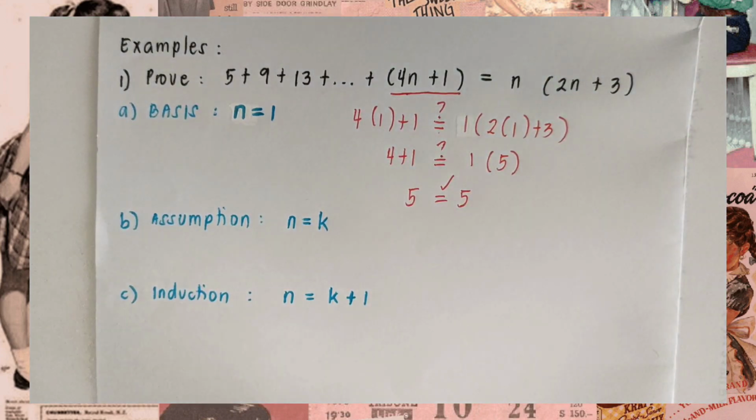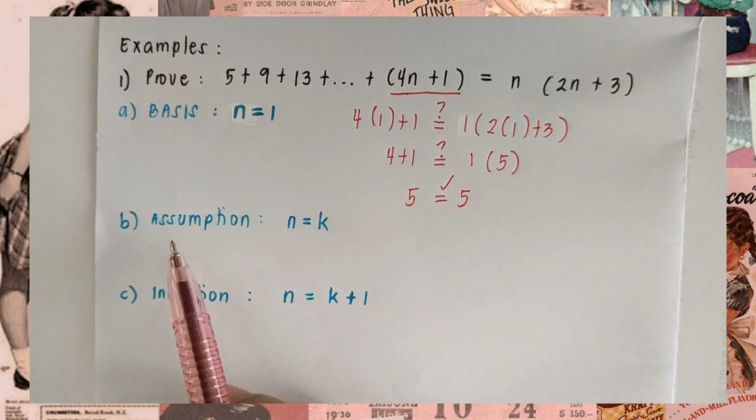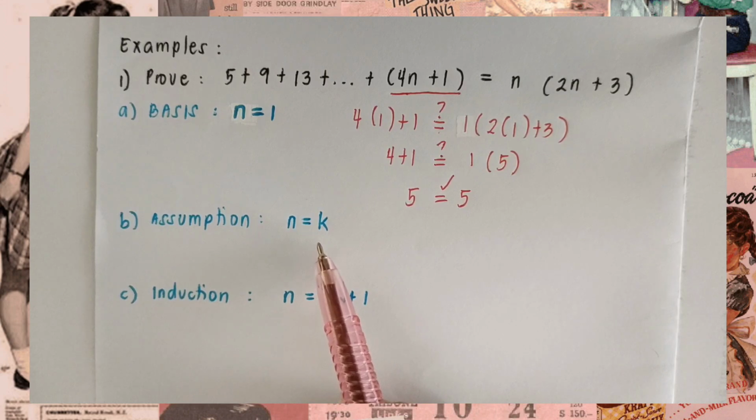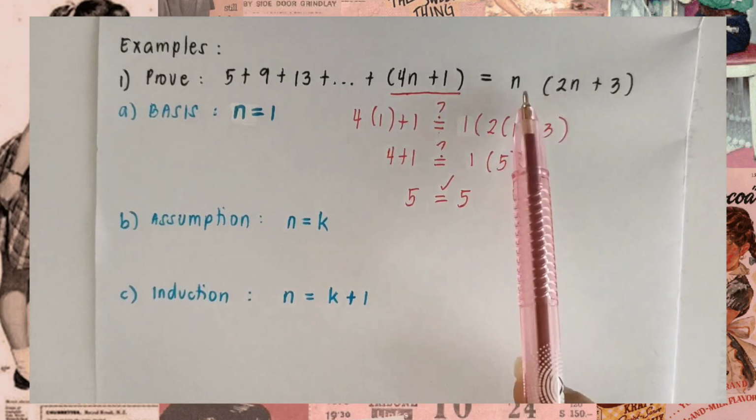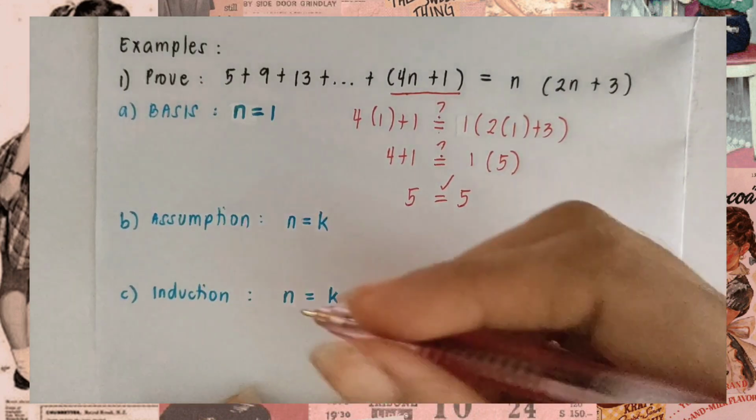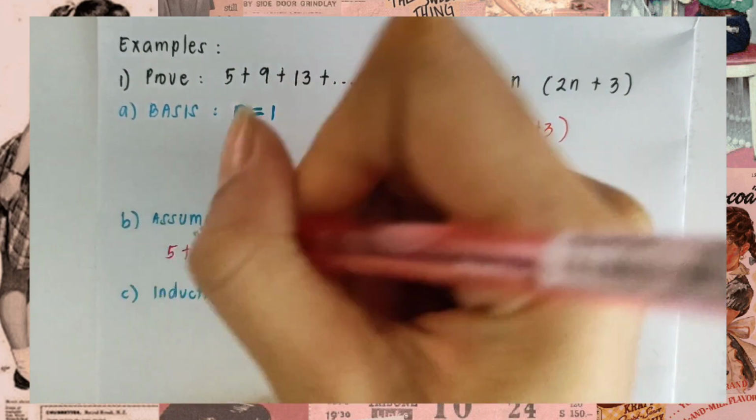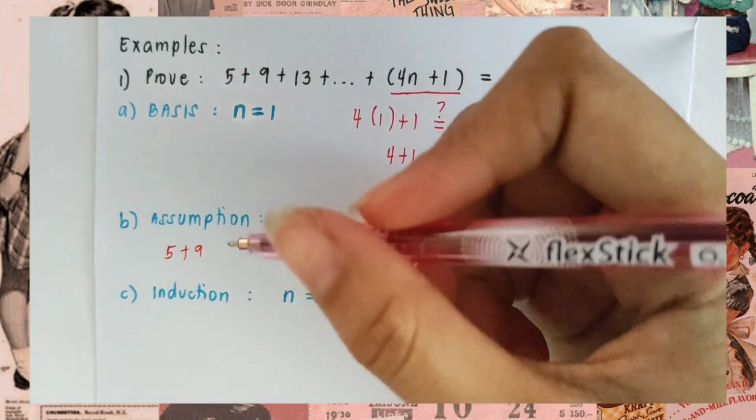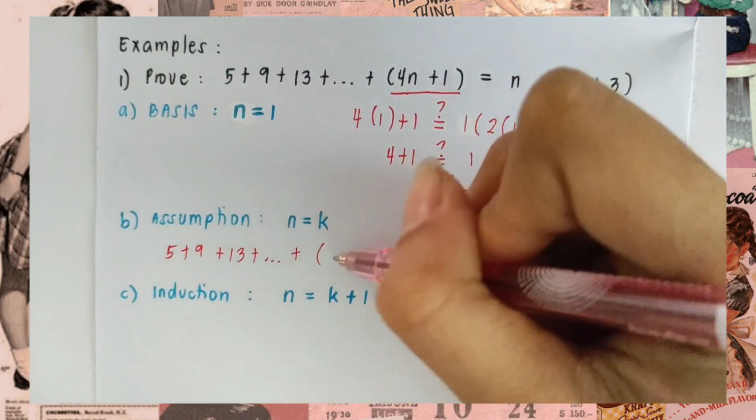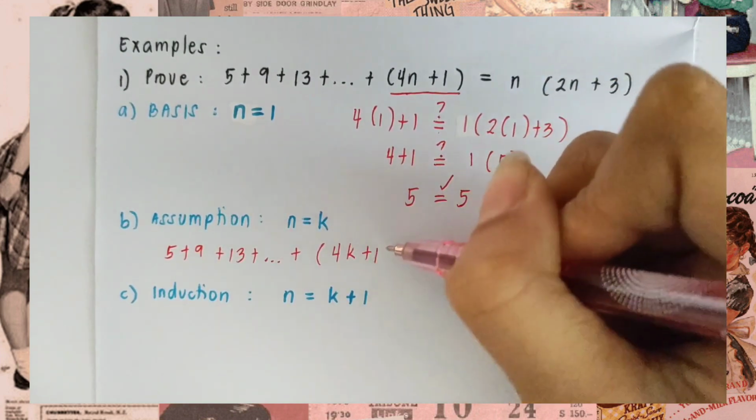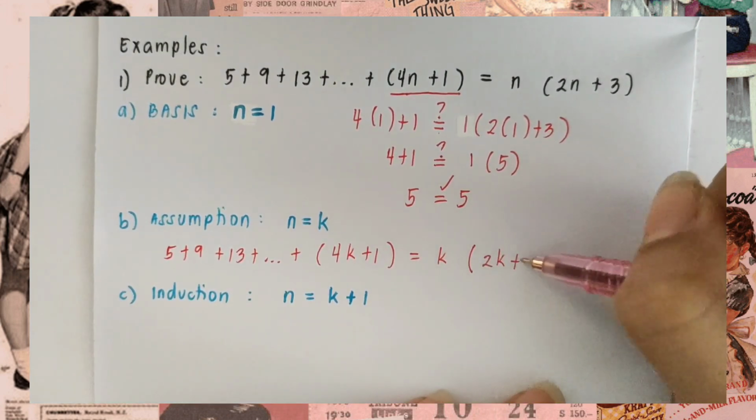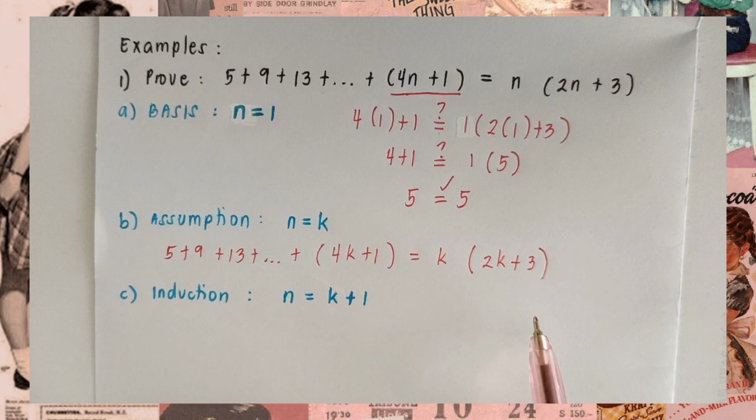Since our step 1 is true, then we need to proceed with our step 2, which is assumption, n equals k. We need to change all the values of n here with k. That is our assumption. So the given will now become 5 plus 9 plus 13 plus ... plus the quantity of 4k plus 1 equals k times the quantity of 2k plus 3. That is our assumption, step 2.